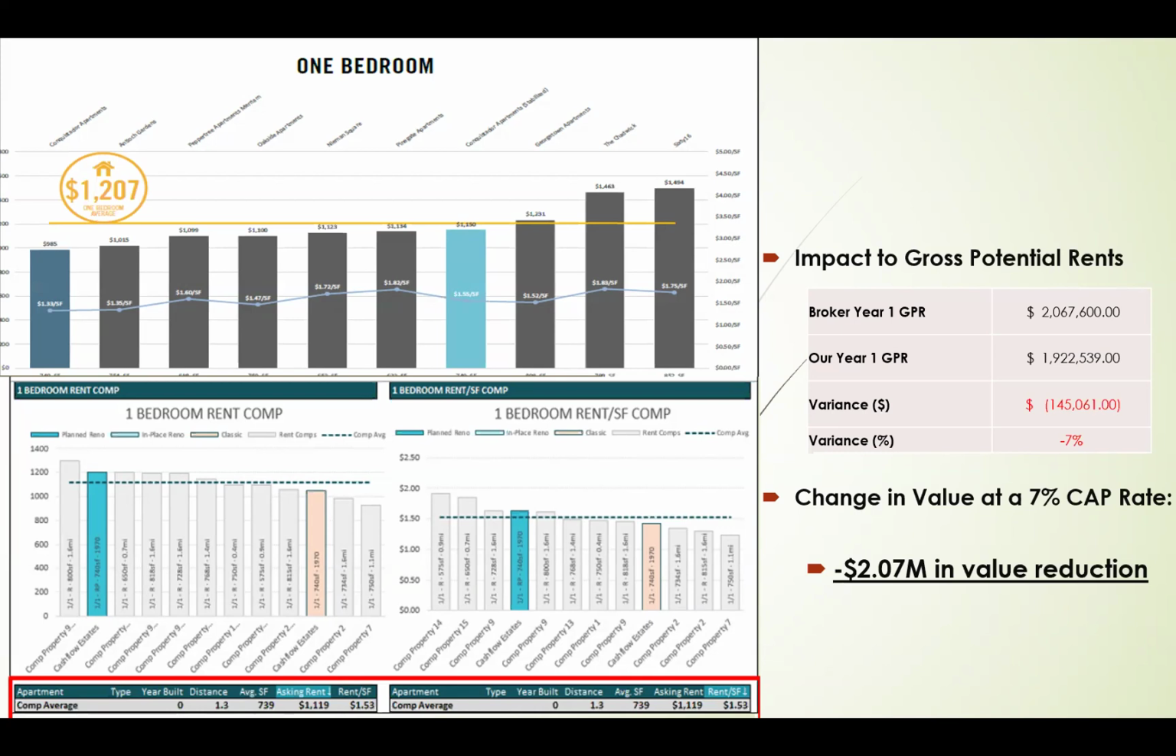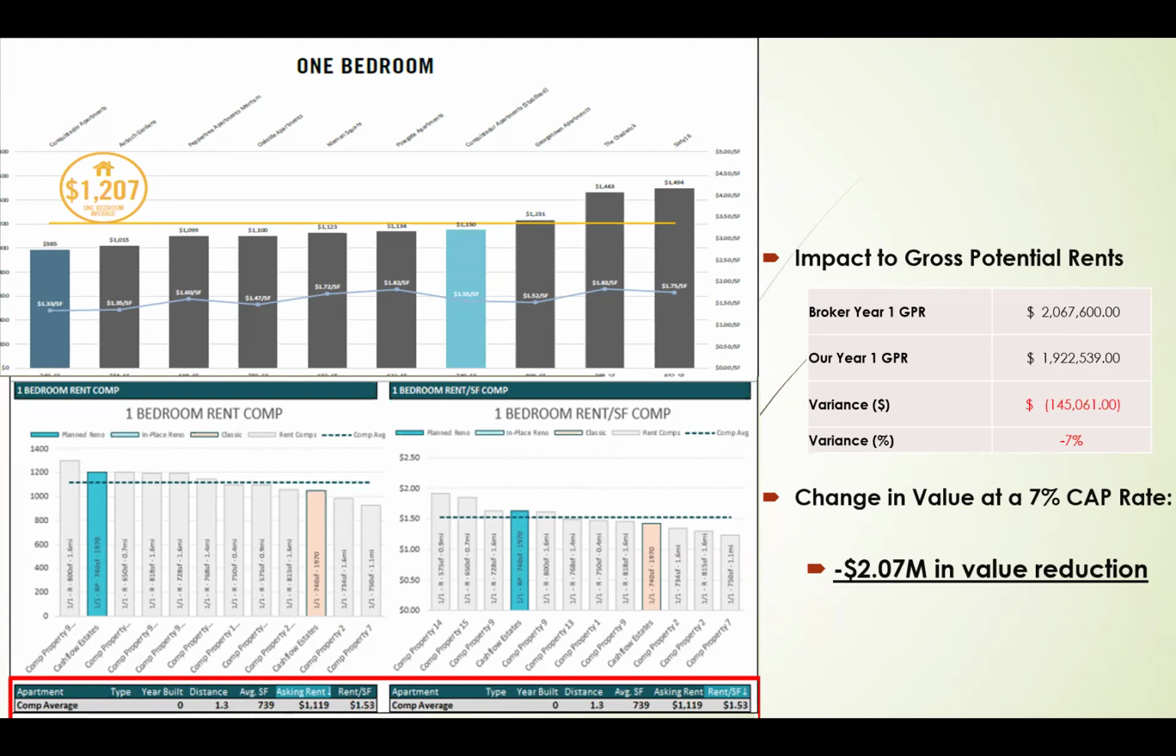But when we look here at the total impact, when we look at 1 bedrooms, 2 bedrooms, 3 bedrooms, and what our analysis showed, the broker year one projected gross potential rent was just over $2 million. Our year one was 1.9, a little over it, with a variance of about $145,000 annually, 7% lower than what the broker was showing.